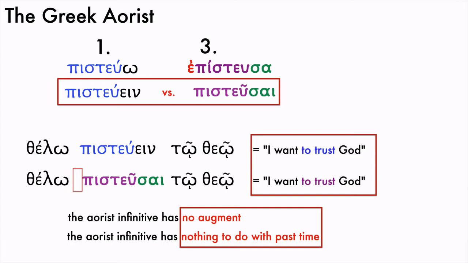This is a hard thing to learn on day one of learning the aorist. Because I recently said the aorist is a simple past tense. Well, it's a simple past tense when it has the temporal augment. When it doesn't have the temporal augment, it doesn't have anything to do with past time.